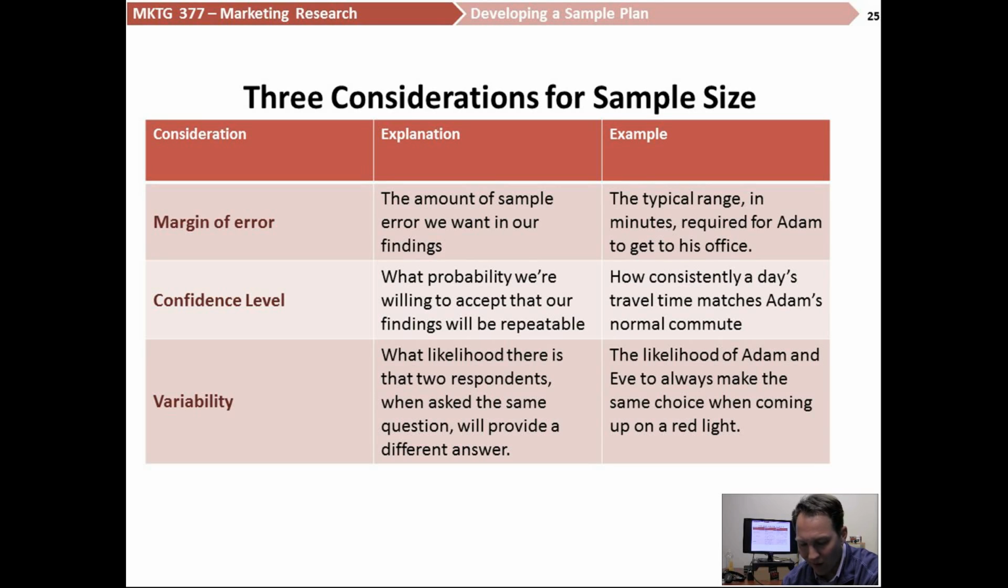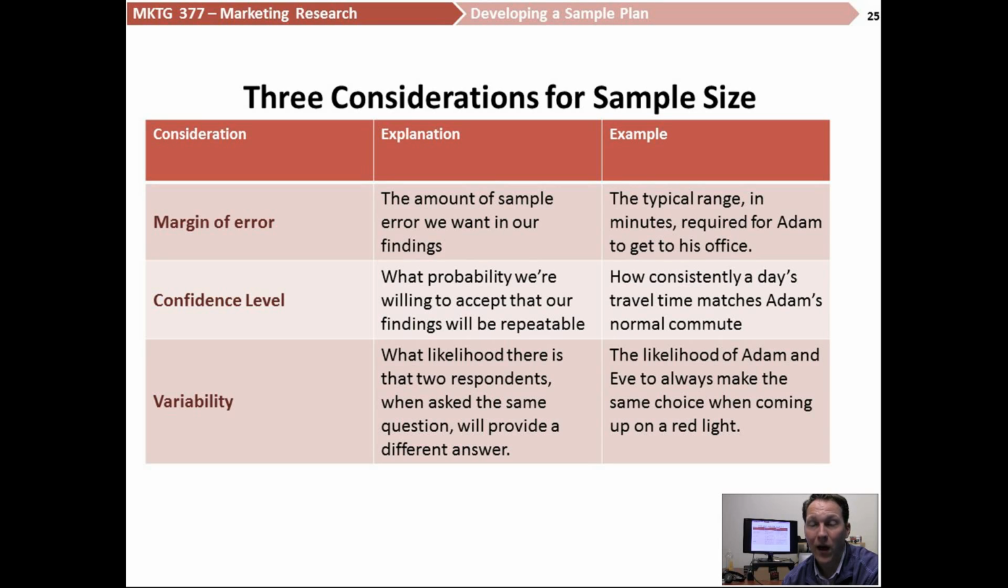Variability is what likelihood there is that two respondents, when asked the same question, will provide a different answer. This one is the hardest of the three concepts to understand. So what we often do in the field of marketing research is say, you know what, just assume maximum variability, and we express this in a percentage.